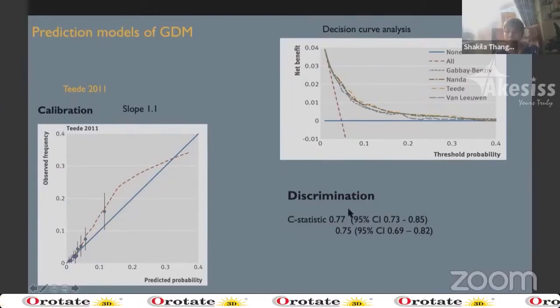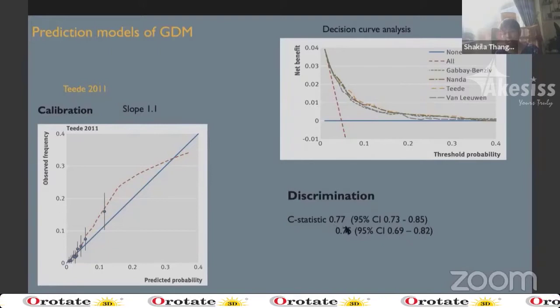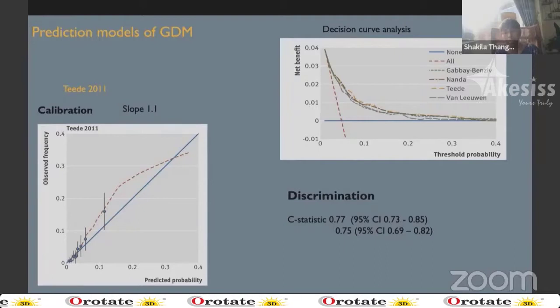And discrimination is what proportion of those women are correctly identified to have GDM. In Helena's model, 77% of them have been correctly identified, which is far greater than the other single clinical characteristics or even HbA1c that we looked at before.